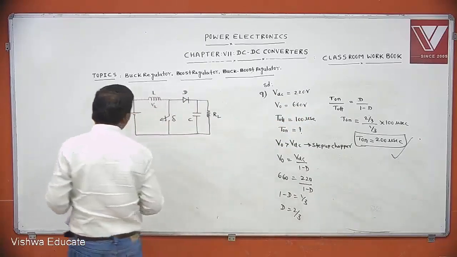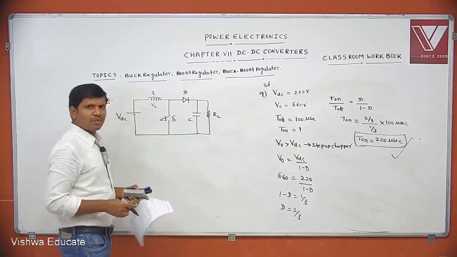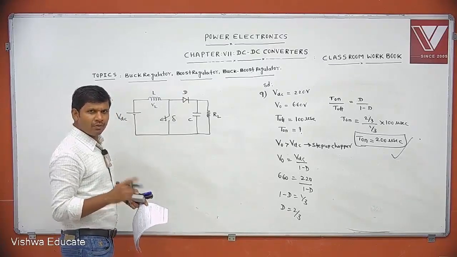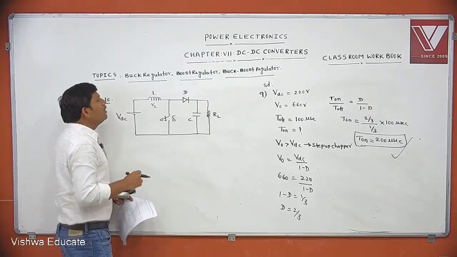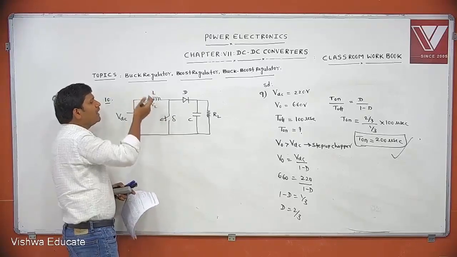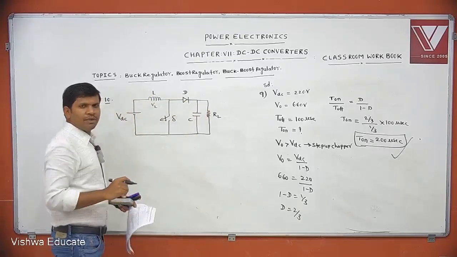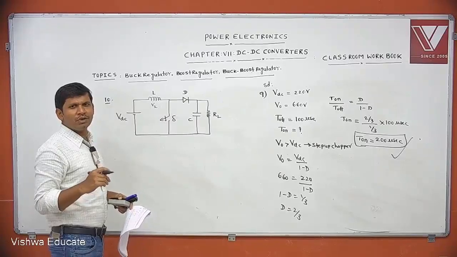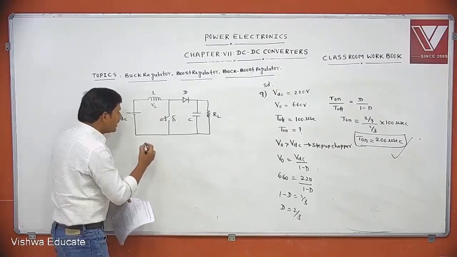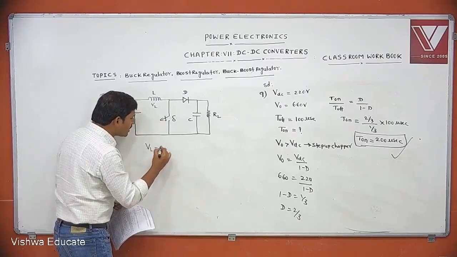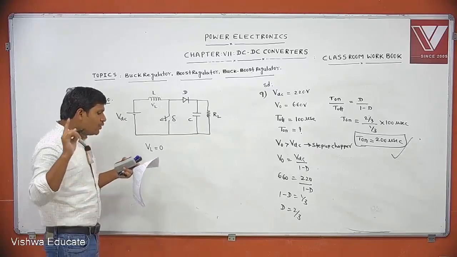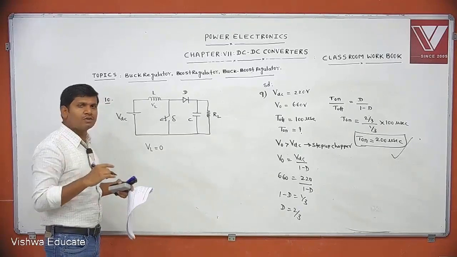We know that under steady state condition, the switch is on and the switch is off. You take one time period of operation. When the switch is in on state, the inductor is storing energy. When the switch is in off state, the inductor is releasing energy. That means the energy stored by the inductor is equal to the energy released by the inductor. Storing energy equal to releasing energy means, under steady state condition, what is the average voltage across the inductor? 0. That is correct.